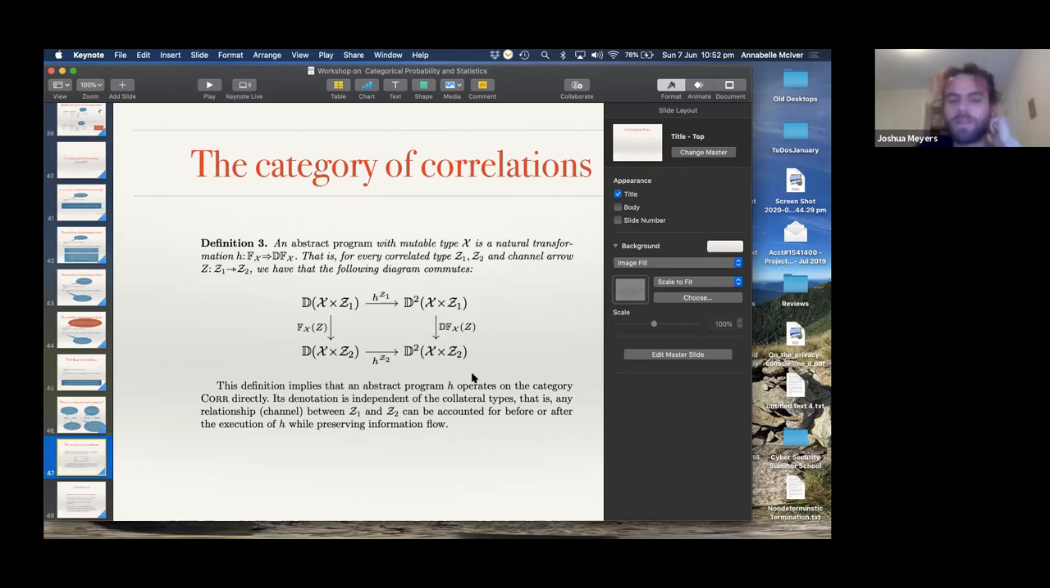Just a quick question. What is FCHI? Pardon? What is FCHI? FCHI is a... I don't have the definition. So FCHI is a functor that maps secrets X to the set of joint distributions between X and its input.